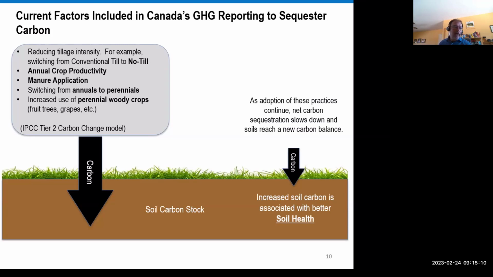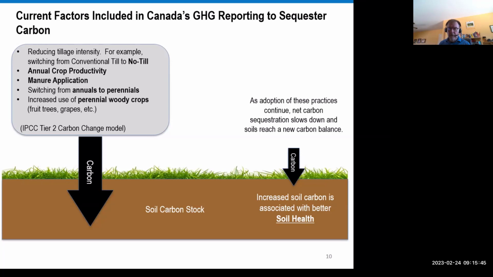We now take into account annual crop productivity, which was introduced in the last year. So as yield goes up, biomass goes up, so carbon added back to the soil goes up. And we now are able to capture that within our modeling. Manure application is also added in recent years, as well as switches between annual and perennial cropping is another one that we include, and the perennial woody crops from fruit trees and grapes.